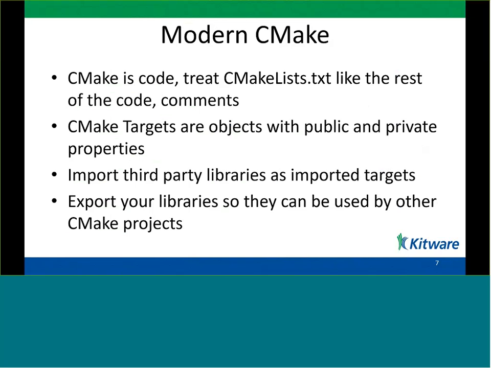Modern CMake. So this is just a quick introduction to that. I'll get into it a little bit deeper, but since the title of the talk was Modern CMake, I thought I'd dive right in. Some key points. CMake is code. It should be treated like that. The CMake lists should have comments and they should follow good programming standards, just like you would for the rest of your code base. Another key point is that CMake targets are objects with public and private properties. Targets being libraries or executables, mostly libraries. Next point is that third-party libraries should be imported as targets. Repeating that object pattern, the library should know what flags it needs if you want to consume that library, and you should export your libraries so that others can use them in CMake projects.